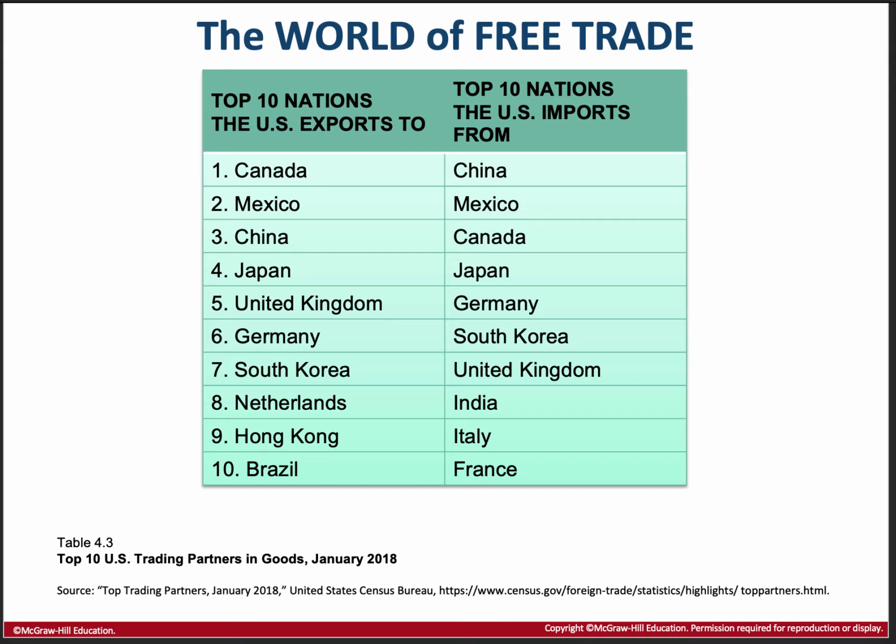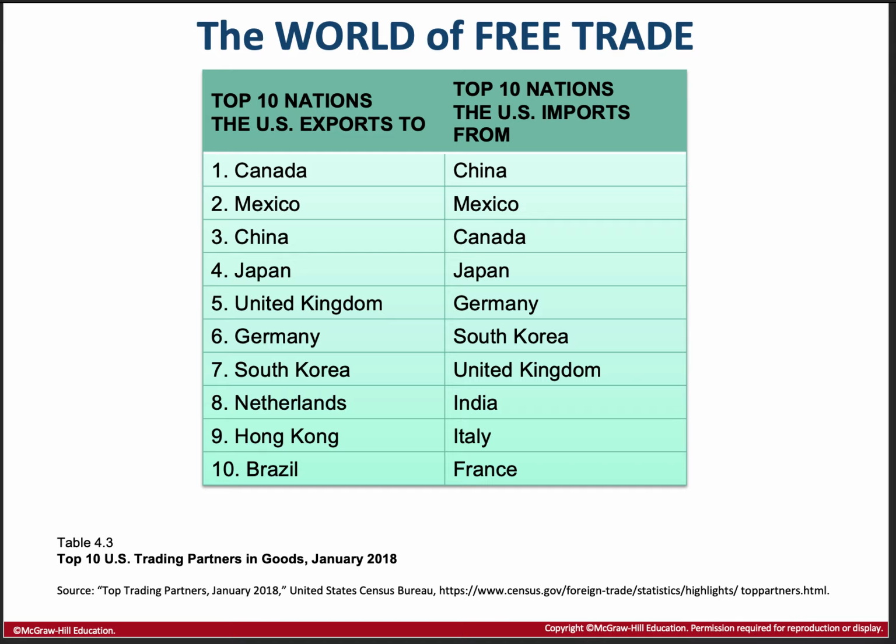Japan, as you see, is equalized both in export and import of our products, and their products is right there at 4. And then Germany, UK, and South Korea just kind of like an interchange, a flip-flopping of where they are right there.